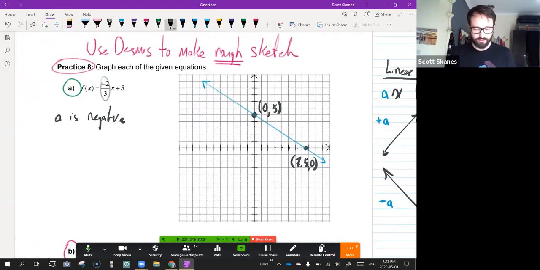So we know it was negative. It looks the way we want it to. Desmos confirmed it. We took a couple nice points out of it. End of story. Okay? Are there any questions on this graph before I try a different one?